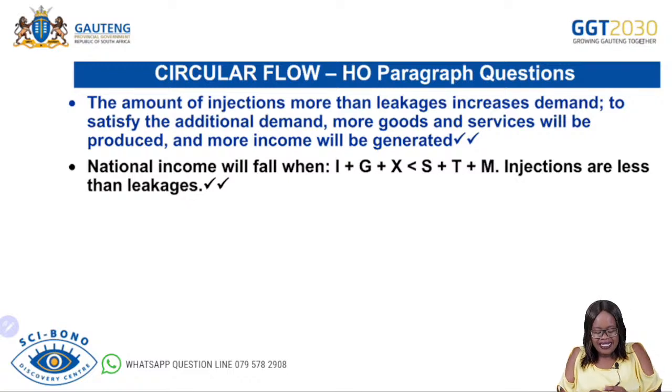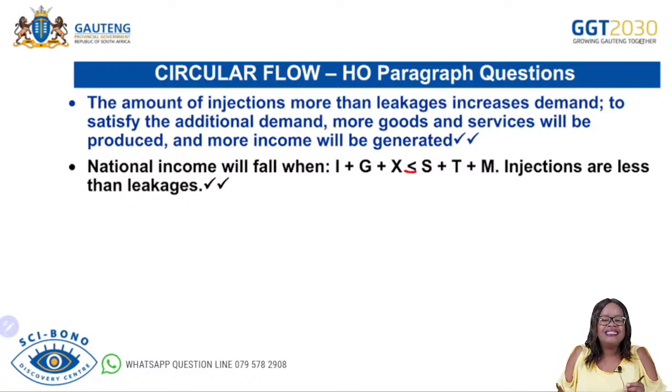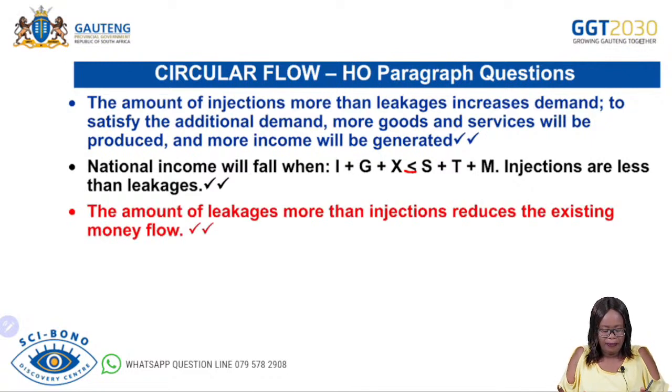whenever our GIGs are going to be smaller than the SMT, meaning when our injections are going to be less than our leakages. It means that national income is going to fall. Right, now the amount of leakages more than injections reduces the existing money flow.